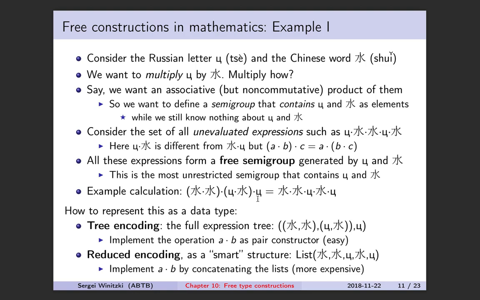Now, if we want to implement the multiplication operation, you cannot just put the two lists in a tuple. You need to actually concatenate the two lists, and that could be more expensive. Depending on your implementation of lists, it could be a very quick big O of one operation, or it could be a more expensive operation. But this structure has no redundancy, whereas this structure has redundancy. You could put parentheses in different order, and this will be a different expression tree, although the final value is supposedly the same.